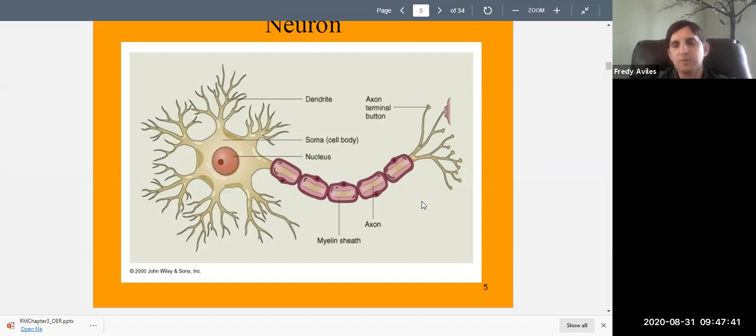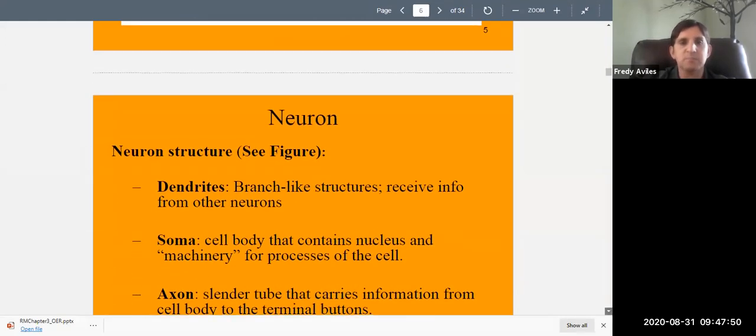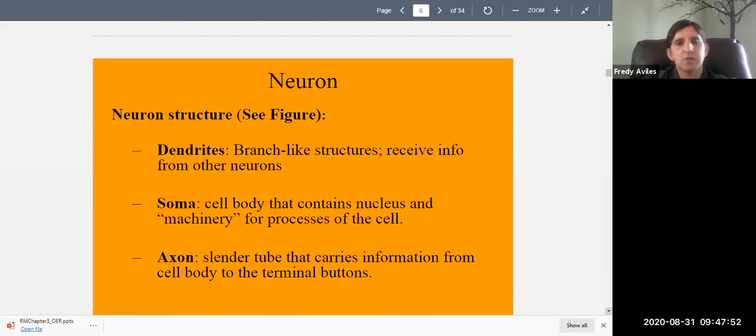And I've told you a little bit about the structure and function of the neuron just by looking at this picture. Let's move on, and let me show you this in words, okay? Just to make it simple for you guys. I'm trying to make it as simple as I can so you understand.